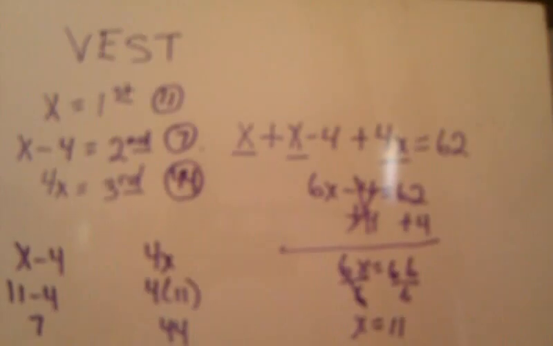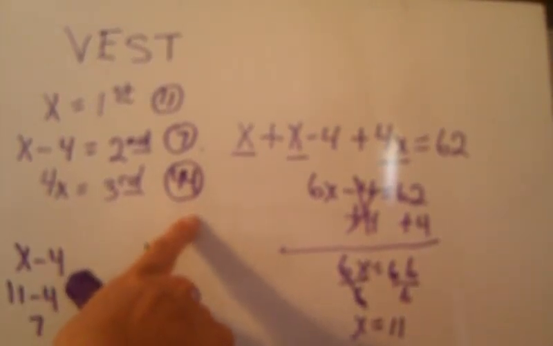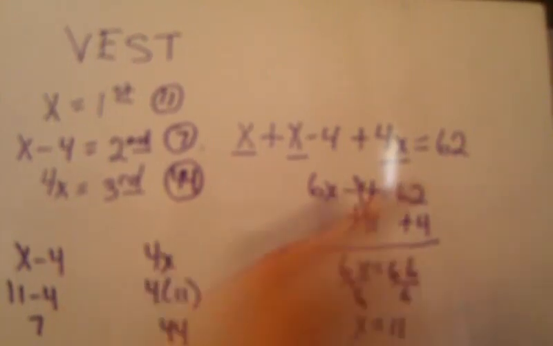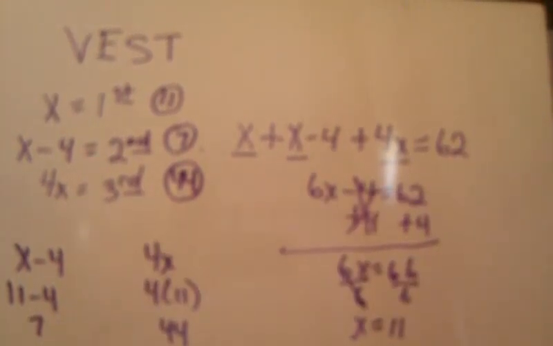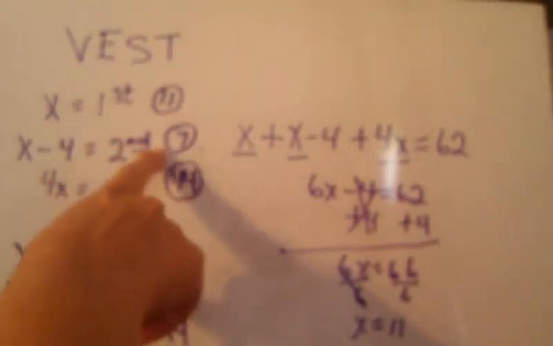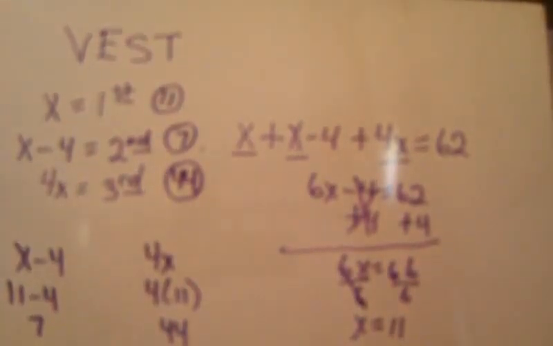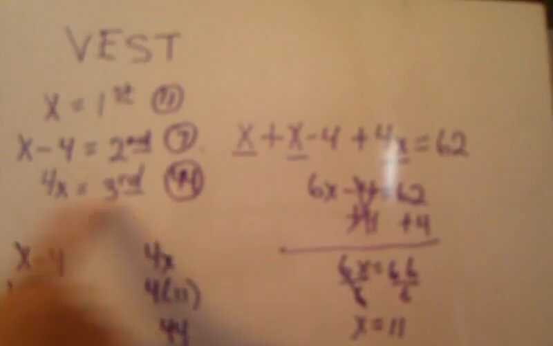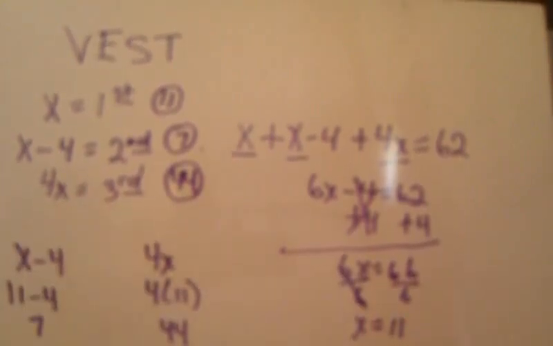Well, the story problem said that the sum of these numbers is 62. The second number is equal to the first number diminished by 4. 7 is 11 minus 4. The third number is 4 times the first. 4 times 11 is 44. Does that make sense? Yes, it does. All right. So go ahead and go to number 3.